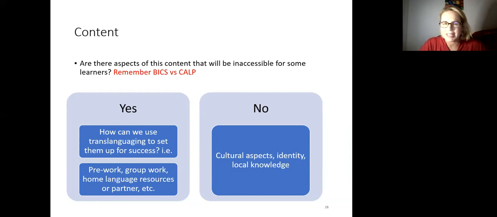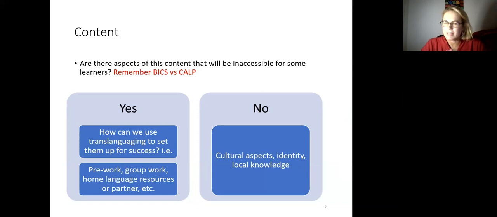And I've said here, remember, BICS versus CALP. What I mean there is we need to distinguish between the everyday communicative language that our students talk to each other from the underlying cognitive knowledge that they need to access to be able to do their schoolwork. So if there are aspects of the text that you think our students might struggle with, then we need to use translanguaging to set them up to succeed.